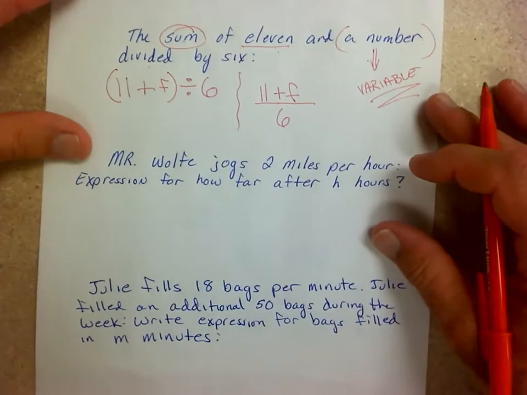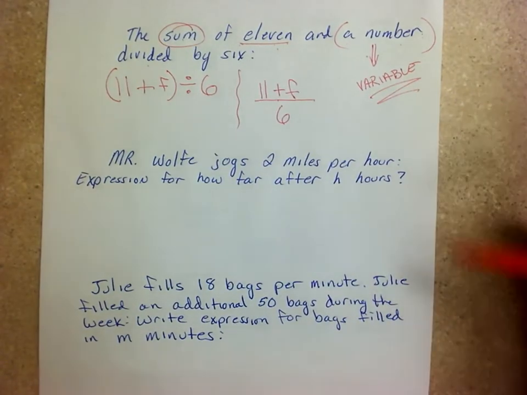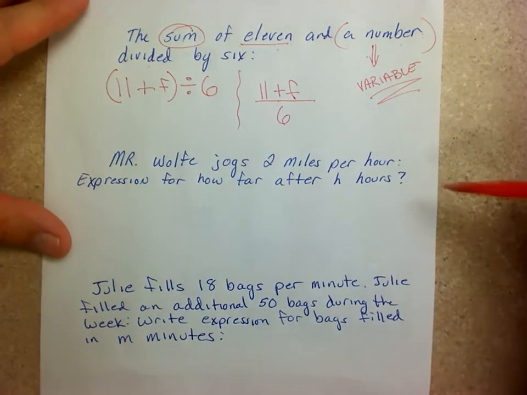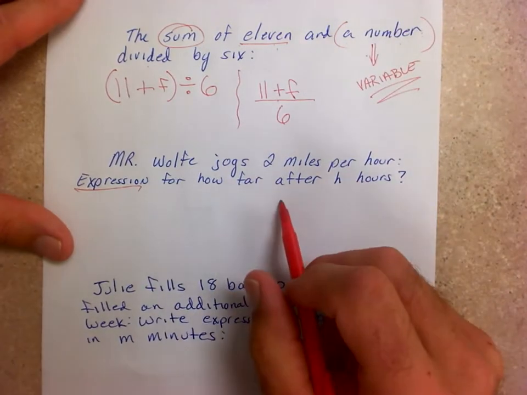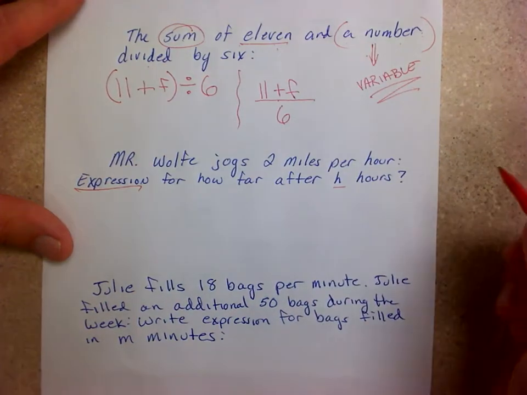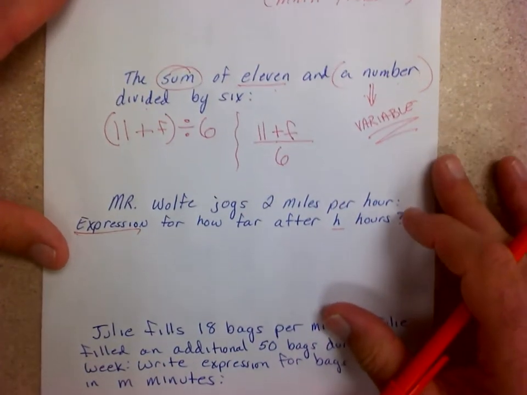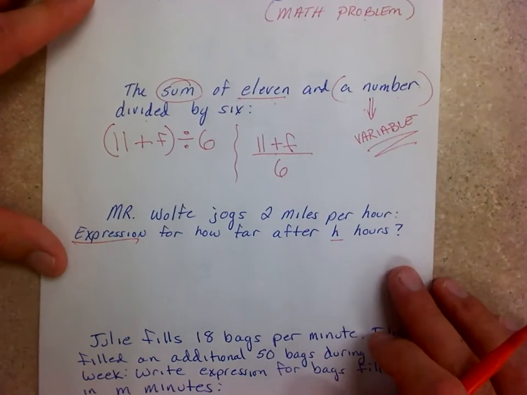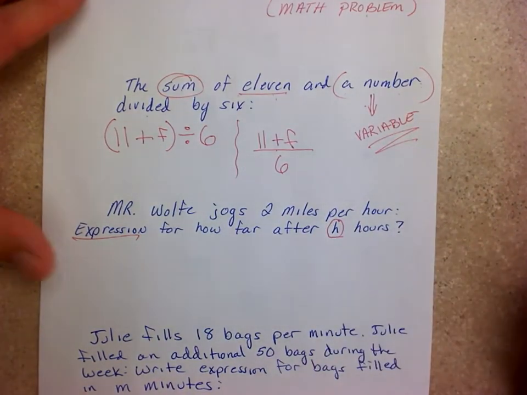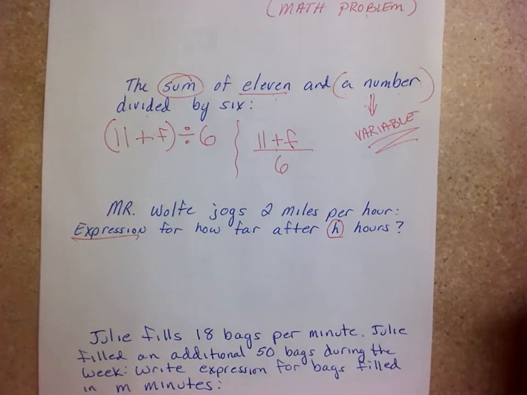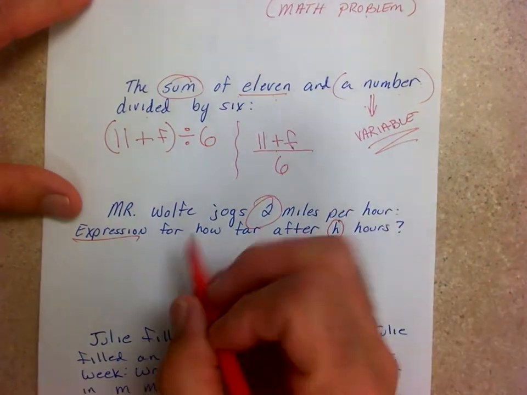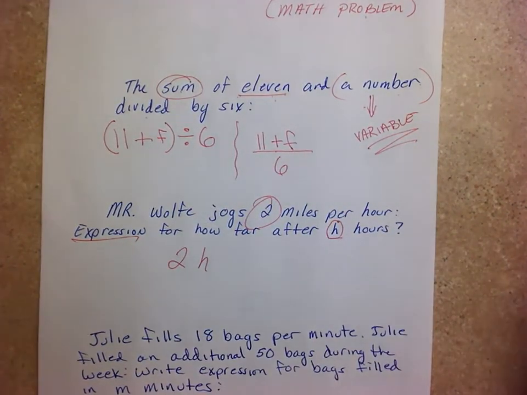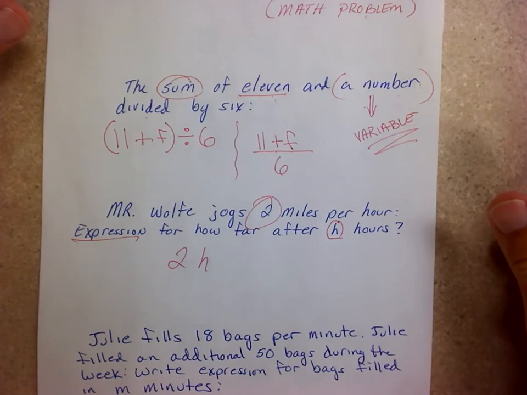All right, now these last two applications we have here, that's exactly what we're going to do. We're going to apply to some real life scenarios. Mr. Wolf jogs 2 miles per hour. Write an expression, all right, math problem for how far after h hours. Okay, so again, they want us to build a math problem. We know they want a variable in this one because they're giving it to us. Okay, so h needs to be included. The other number that needs to be included here is the 2. So we know we have a 2 and we know we have an h. All right, what are we supposed to do with those?